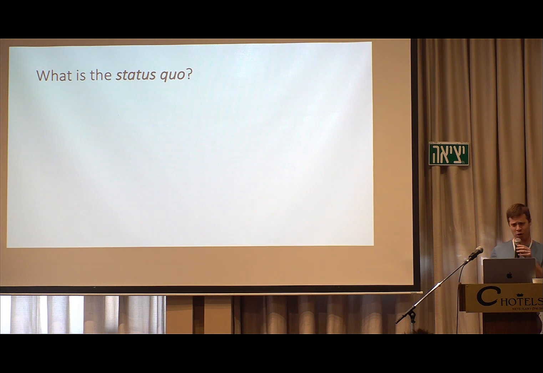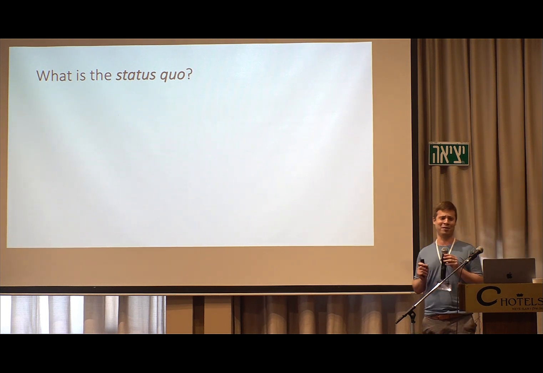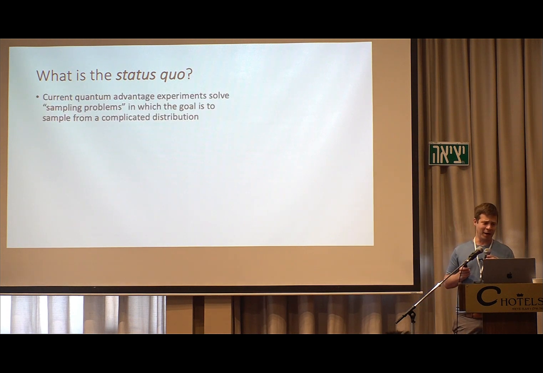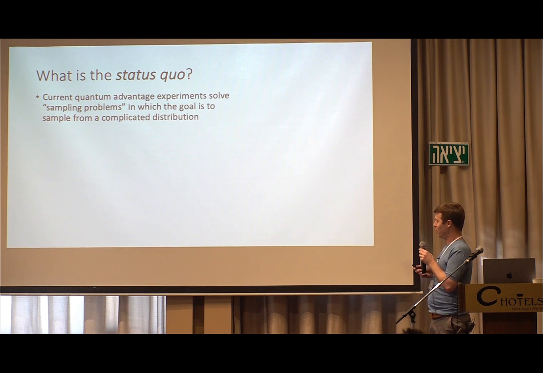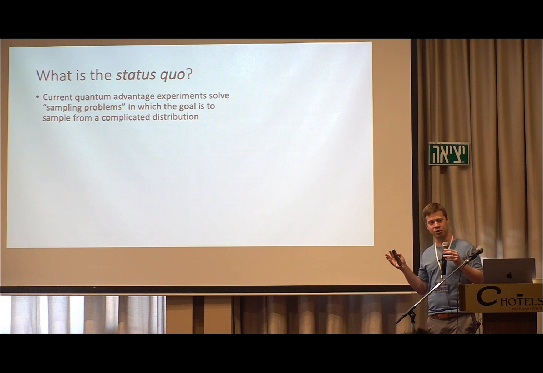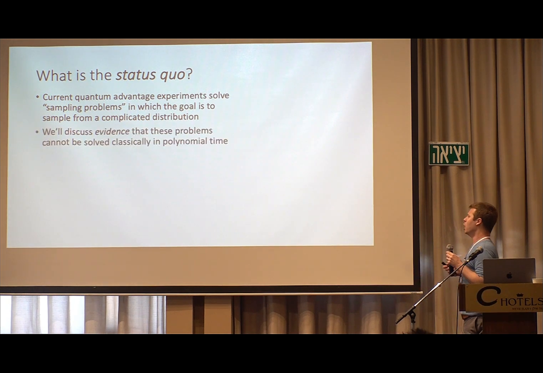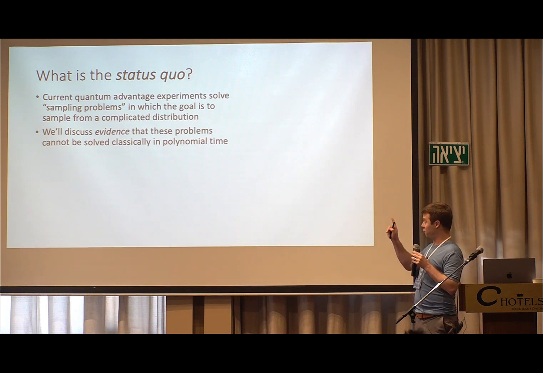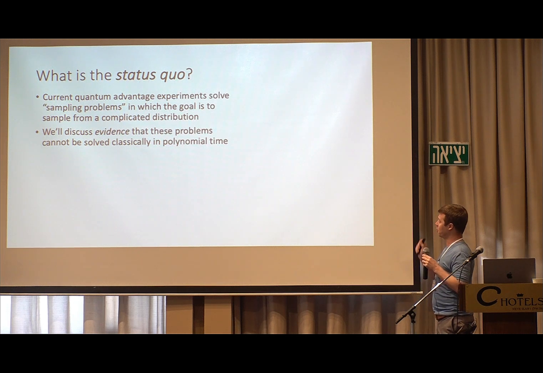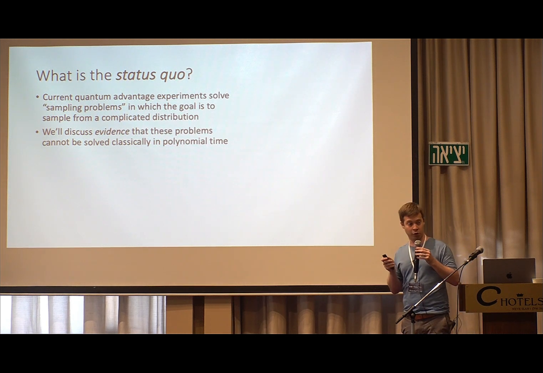So what is the status quo? Well, I would argue that we're not there yet. I think we've made a lot of exciting progress, but we're not there. Current quantum advantage experiments solve sampling problems in which the goal is to sample from a complicated distribution, implicitly specified by a random quantum circuit. Now, we'll discuss the state-of-the-art evidence that we have, which is still evidence. It's not completely proven that these problems cannot be solved classically in polynomial time.